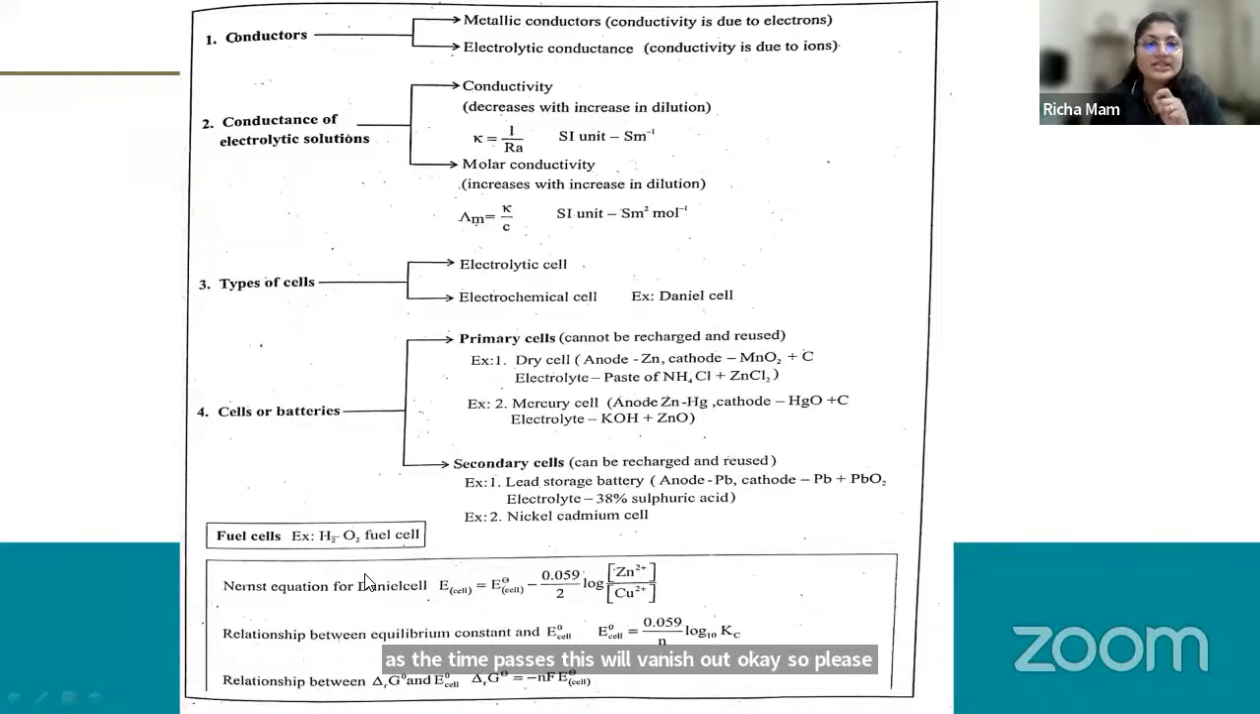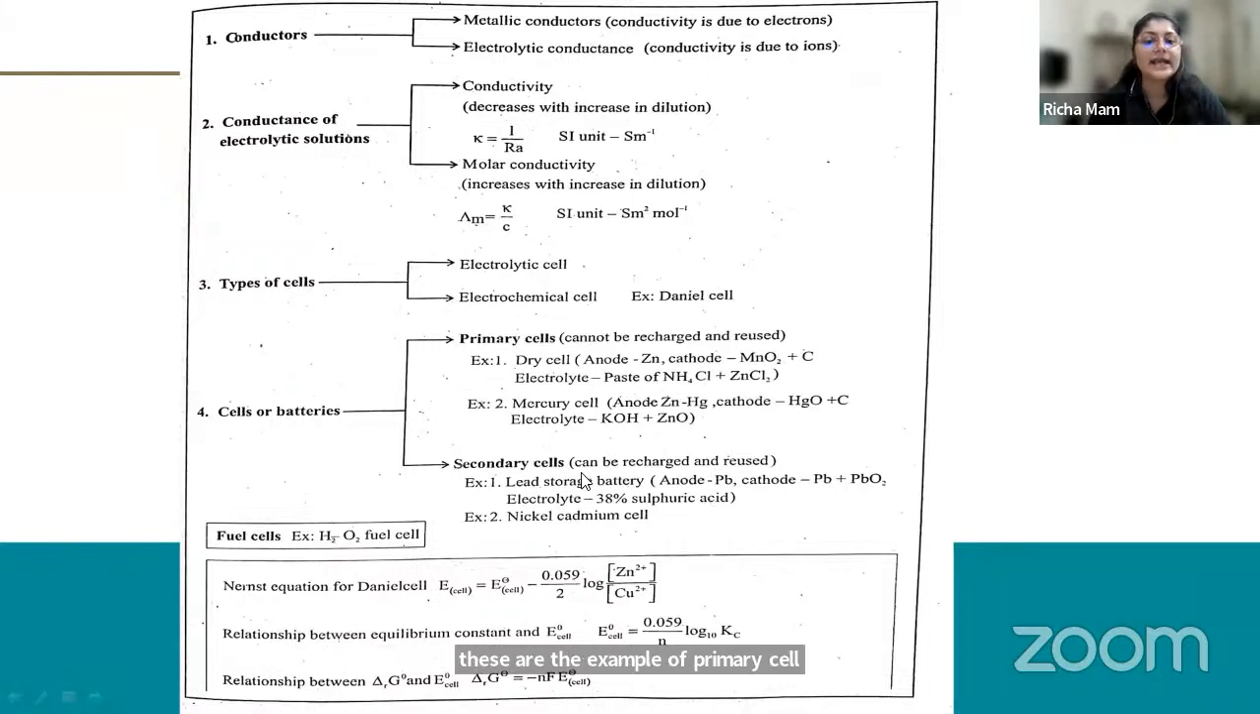A dry cell: which is the anode, which is the cathode, and what is the electrolyte? Then in the mercury cell: which is the anode, cathode, and electrolyte? And what are the dry cell and mercury cell? These are examples of primary cells. What are primary cells? In short notes you have to write.